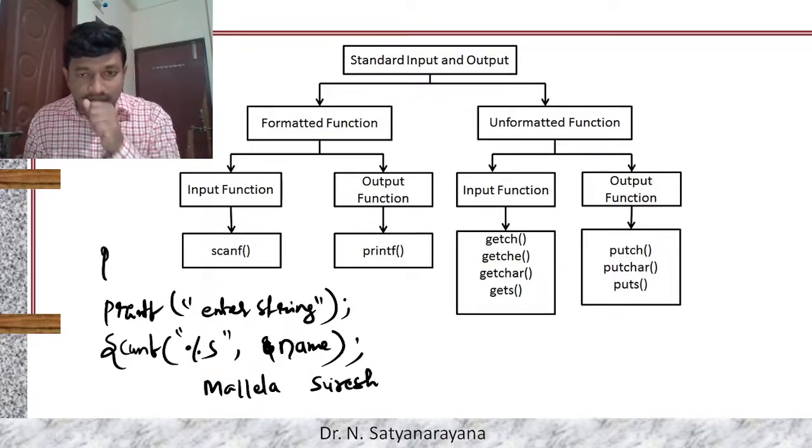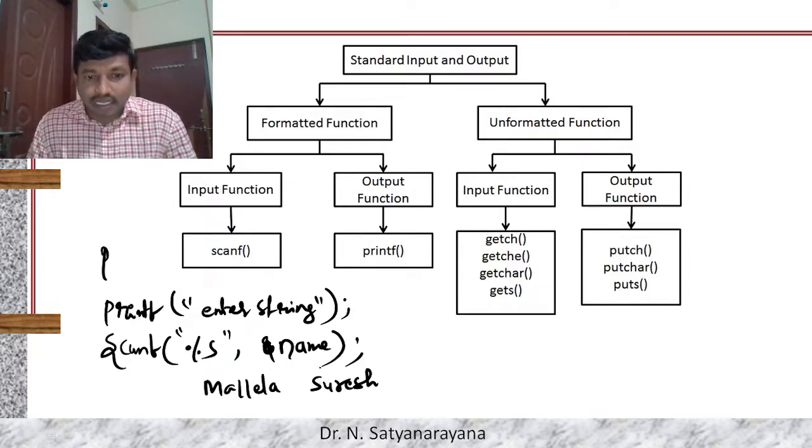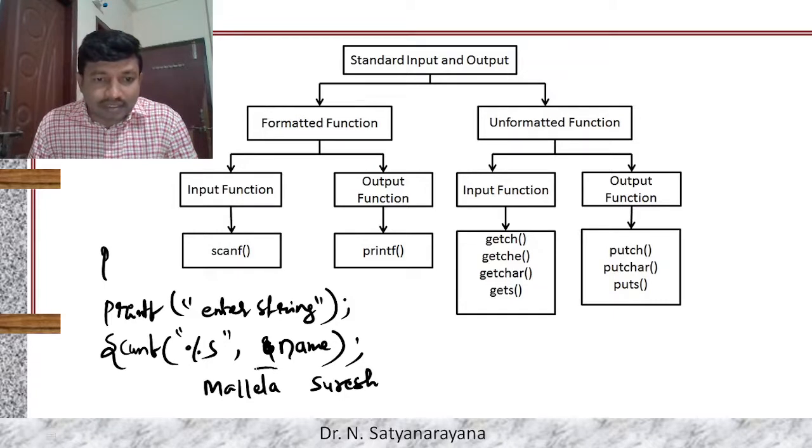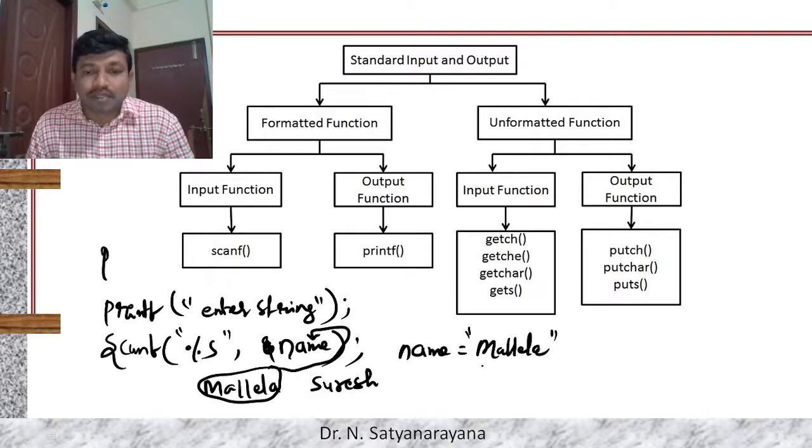The restriction with printf or scanf while scanning a string is that it can scan only single word names. Whenever a space is encountered, it assumes that the end of the string is reached. So only Mallela will be assigned to the name. In the program, simply name will be assigned with Mallela. That's it. Suresh is not taken because whenever a space is encountered, it treats it as the end of the string. So I cannot scan multi-word strings.